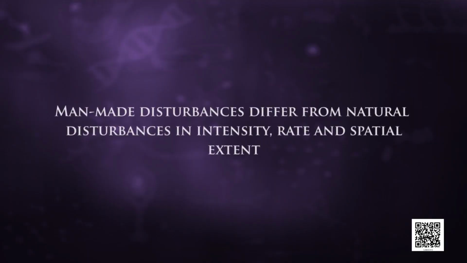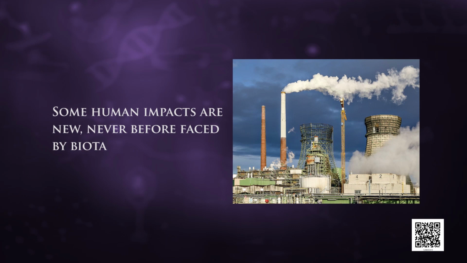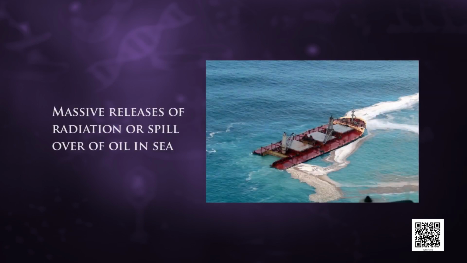Disturbance and pollution. Communities are affected by natural disturbances such as fire, tree fall, and defoliation by insects. Man-made disturbances differ from natural disturbances in intensity, rate and spatial extent. For example, man by using fire more frequently may change species richness of a community. Then some human impacts are new, never before faced by biota. Examples are the vast number of synthetic compounds, massive release of radiation, or spillover of oil in the seas.